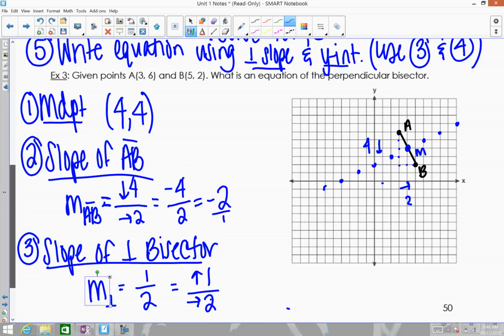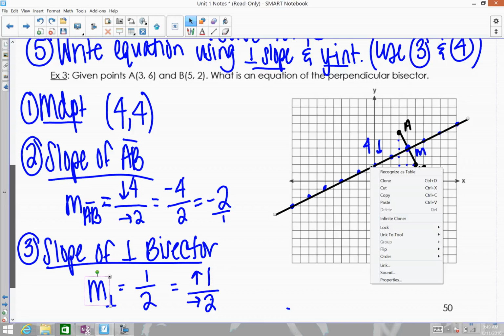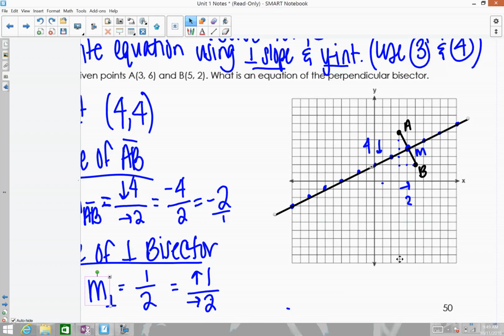And you can keep doing that. If I connect them, that is the perpendicular bisector. If you remember the previous page, we could just take the segment and draw the perpendicular. This one, we had to know the original slope so that we could flip and negate, so that we made sure it was perpendicular.